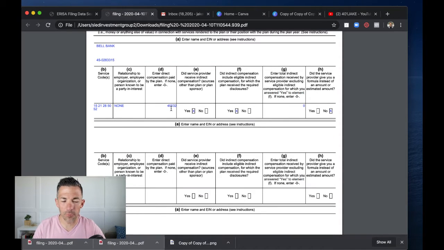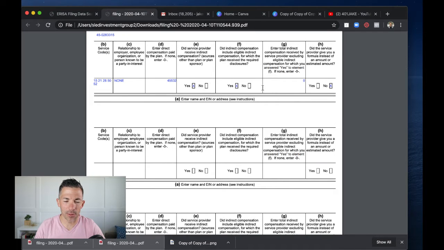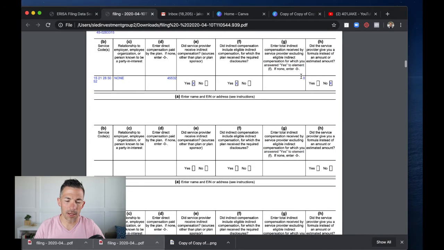So Bell Bank has a relationship. It shows that they're making $45,000 a year, but they also are making indirect compensation, but they put zero here. I don't like that so much. It happens all the time. If you're making indirect, why would you put yes here and it's zero? Let's figure out what that is.